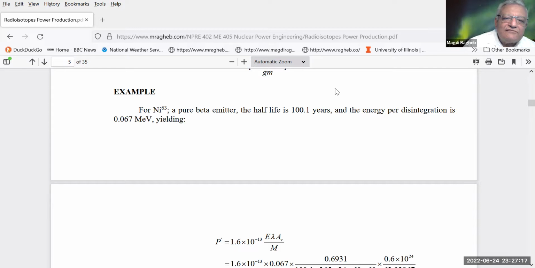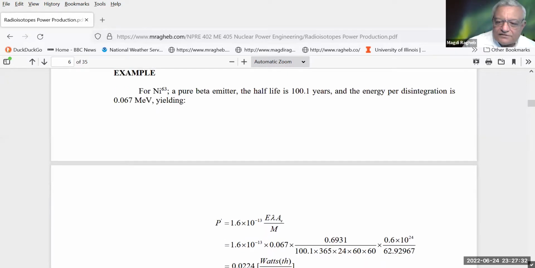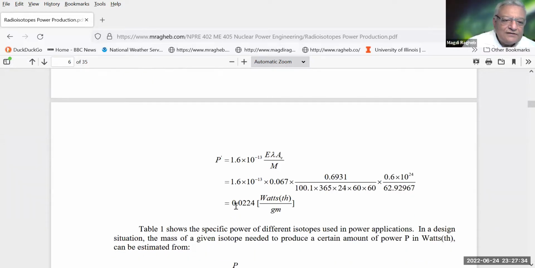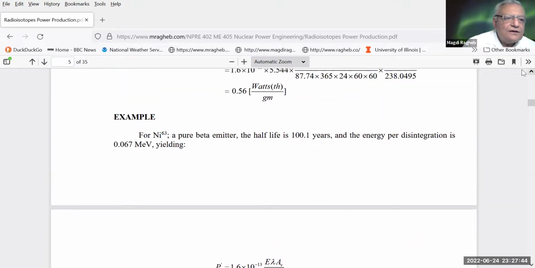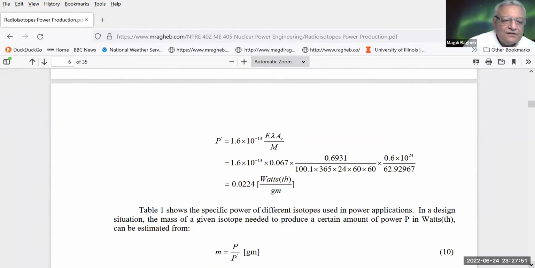It has a longer half-life, 100 years, and the energy per disintegration is much smaller, not 5 million electron volts per disintegration, but 0.067 million electron volts. So if we substitute in our specific power equation, you find that you produce 0.02 watts thermal per gram of that isotope, which is nickel-63. Obviously, you produce much less power per gram, so you need a much larger device.